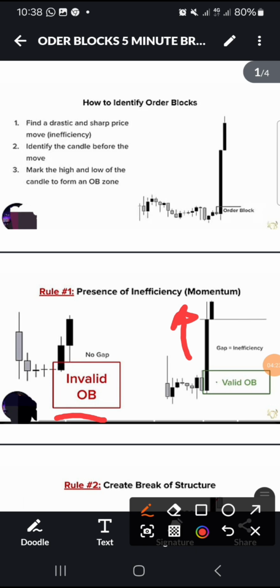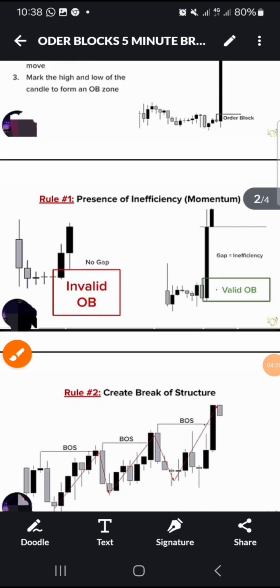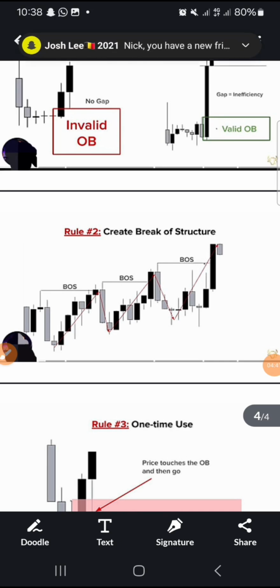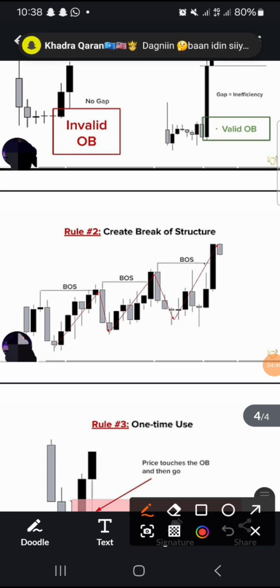Okay, the second rule is that it should create a break of structure before you consider the movement. There should be break of structure. Yes, as you can see by this, you can see there is this here and this.